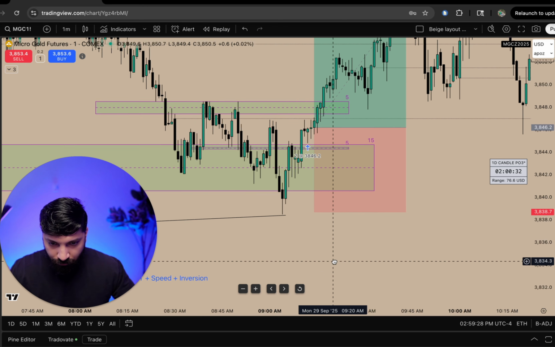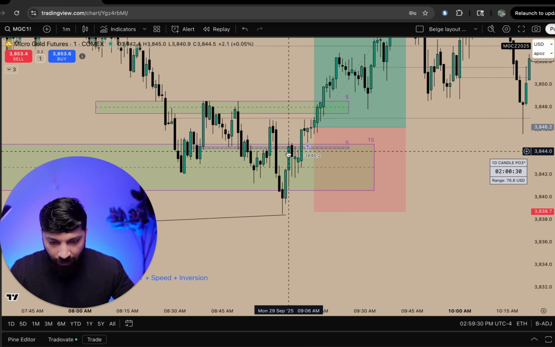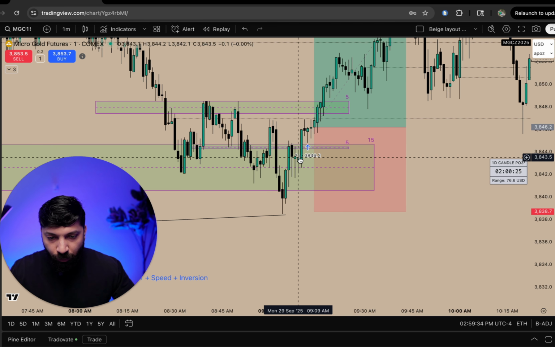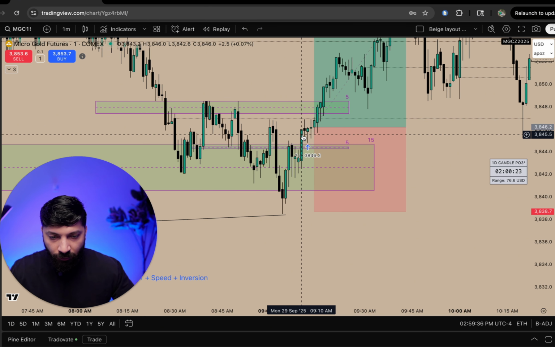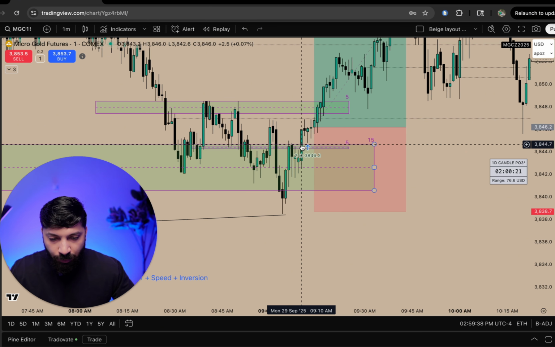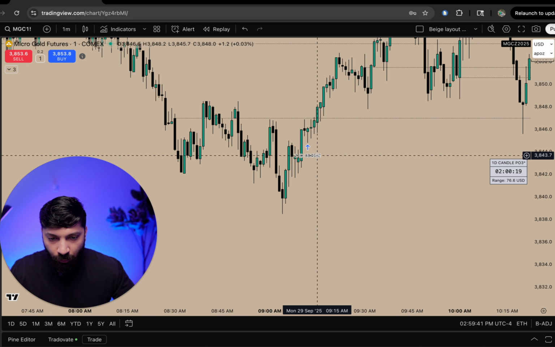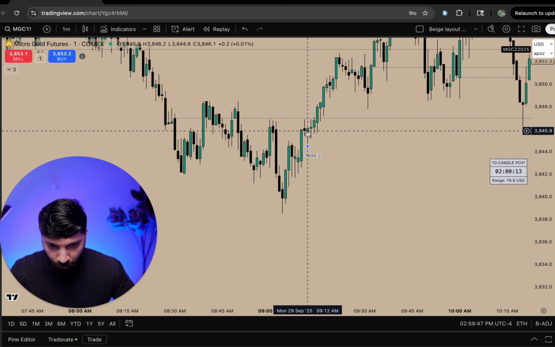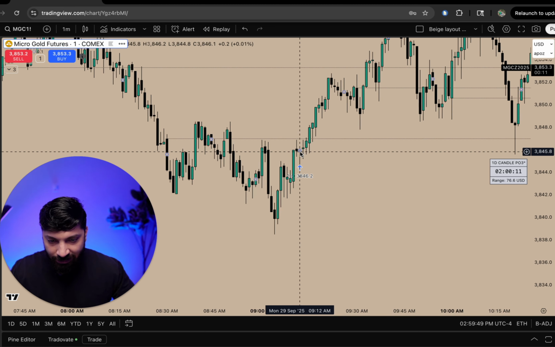And on this 1 minute at 9:06, we actually inversed that 5, but I actually wanted to see price trade above the 15-minute fair value gap. So we got that displacement here at 9:10. So we got a nice gap right there that formed. Price entered the gap, pushed up, closed above it, and that was my signal to get long.